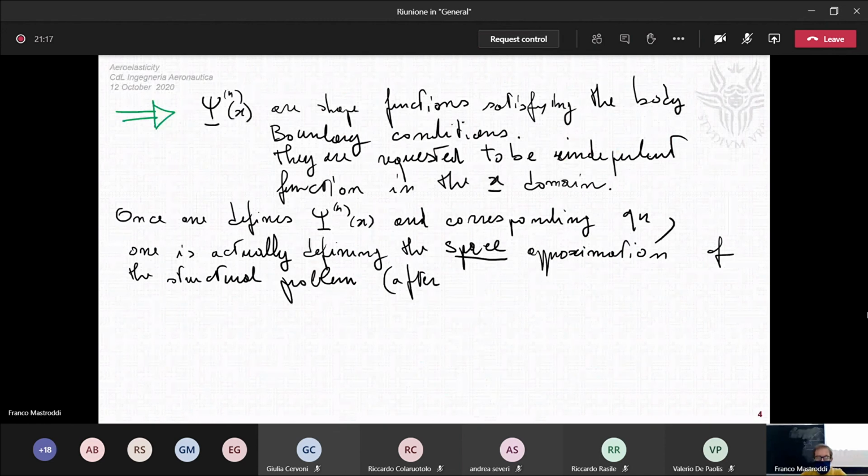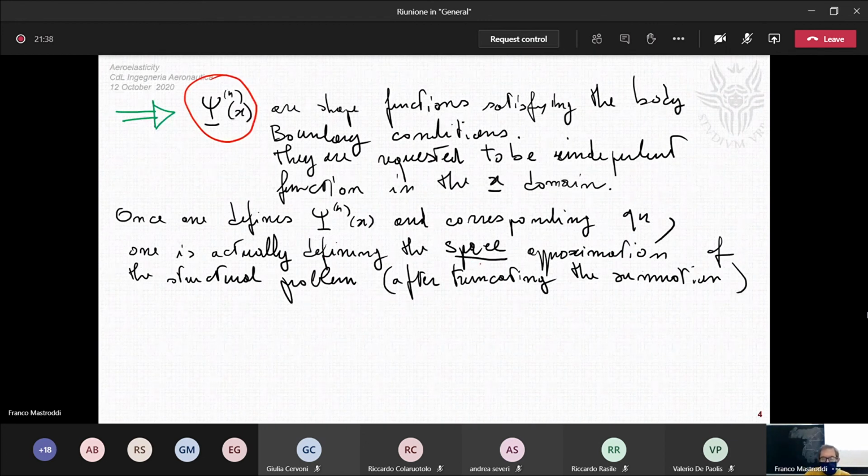I want to be clear. After truncating the summation. This example is very standard. I am discussing the meaning of this. And I want to define the space approximation known as finite element approximation. What does finite element approximation mean?